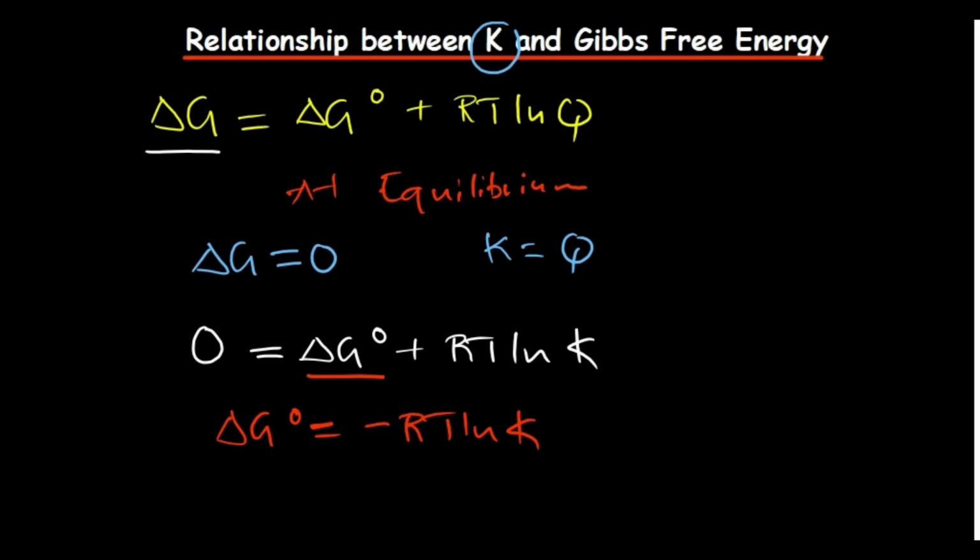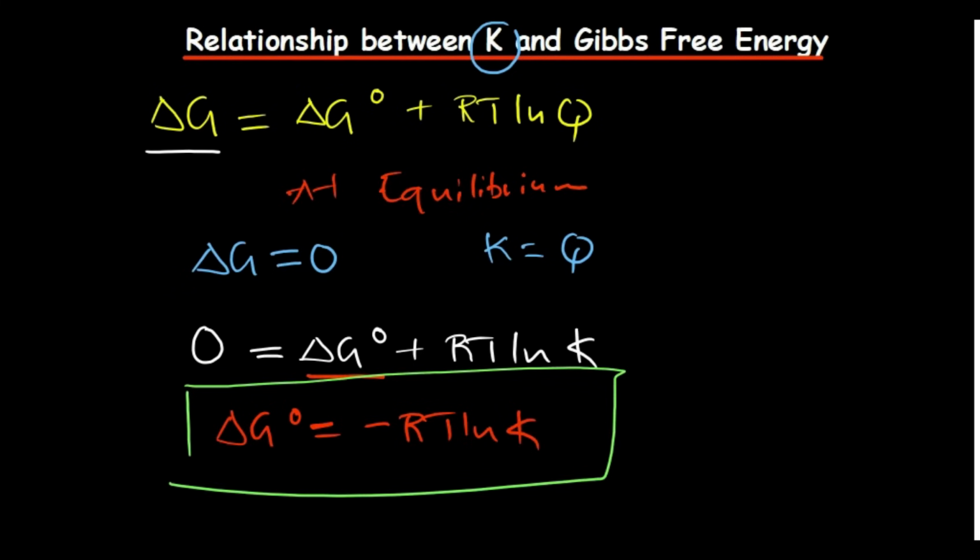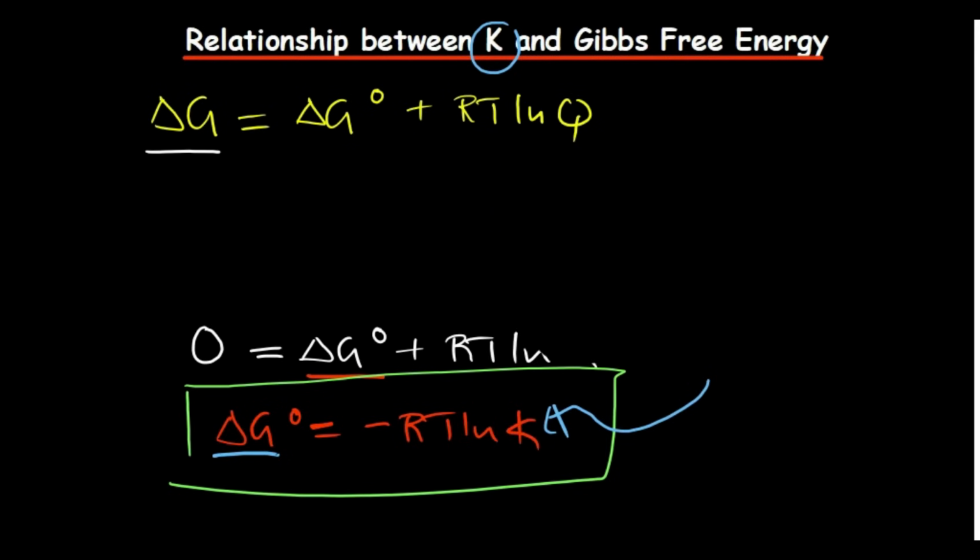So this equation is one of the very important equations that will enable you to calculate the value of K in a case where we've given you the standard Gibbs free energy and the temperature. Very important. Now from there, we also need to find the relationship between the non-standard Gibbs free energy and the value of K.